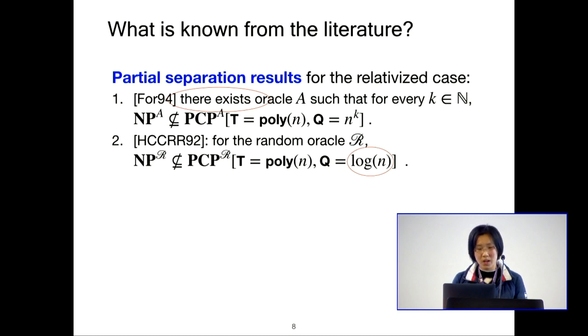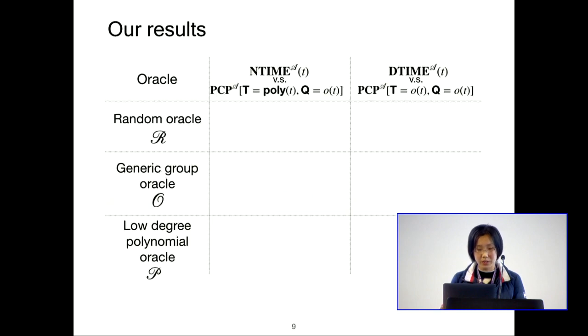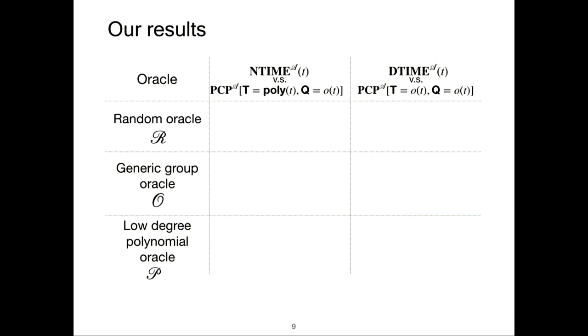So we proceed to study this question in more detail. And here are our results. Also, they didn't tell us anything about deterministic computation. It's all about non-deterministic computation. Okay, so here are our results. We consider three specific oracles. The first is a very hard random oracle. And we're able to show that in this case, relative to the random oracle, a PCP proof system cannot compress non-deterministic computation's witness size. Neither can it compress the deterministic computation.